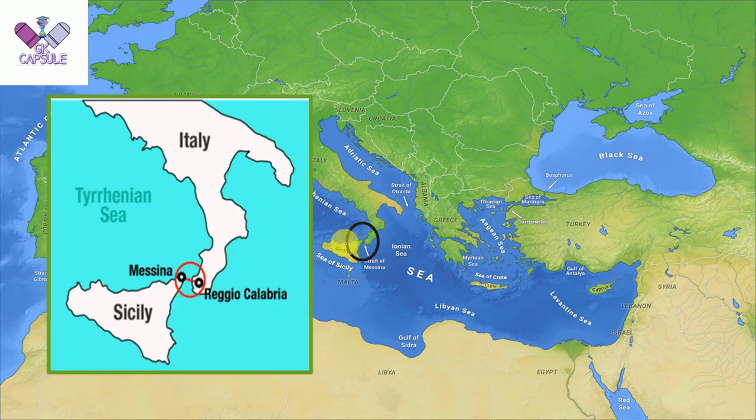So let's zoom out here. So this is the area, it is Italy, and this is Sicily. So it is between Italy and Sicily, and the strait is called the Strait of Messina. So Strait of Messina. So these are the straits in this region.